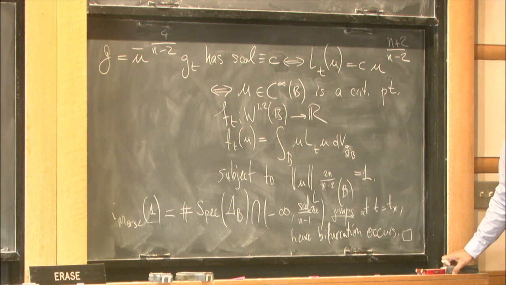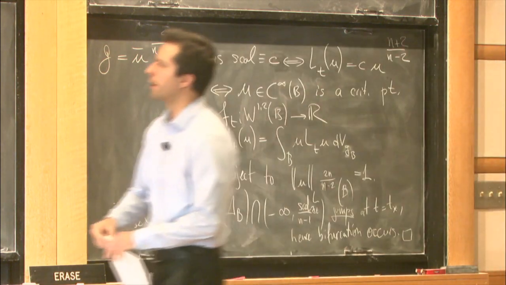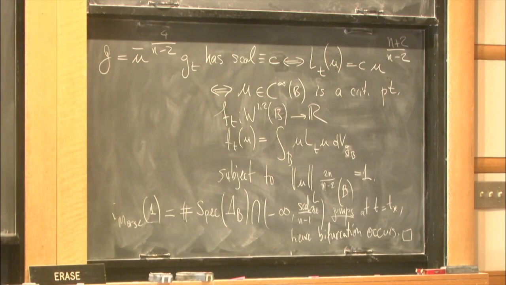All right. So the idea is to try to mimic this strategy in the Q-curvature case, using the variational setting that we have over there.